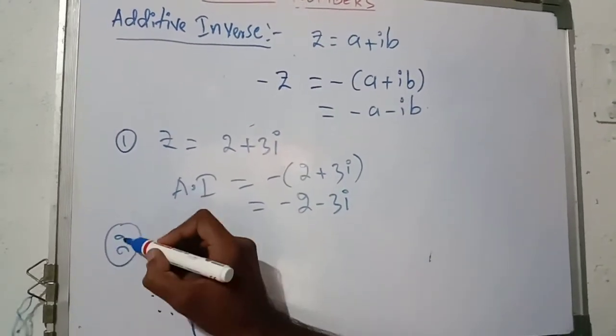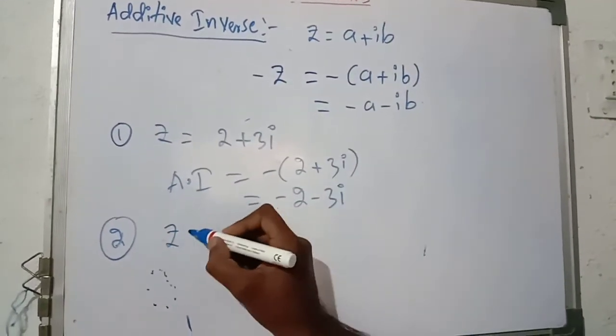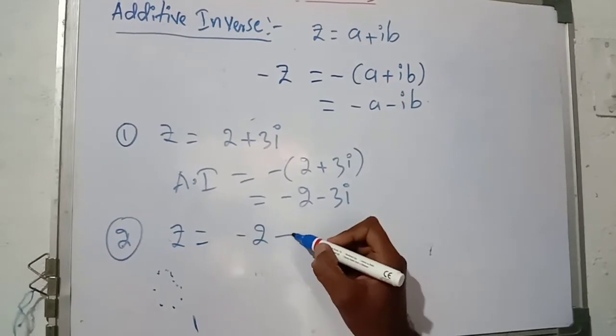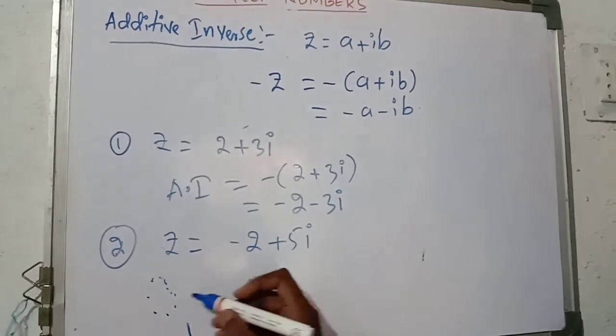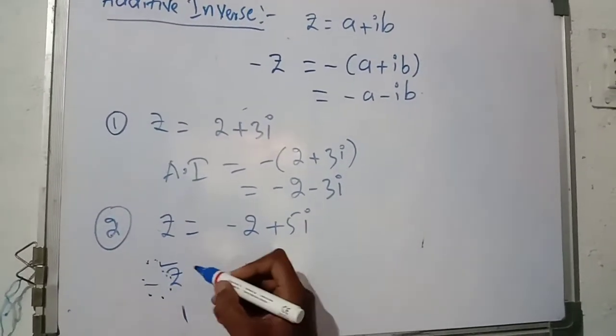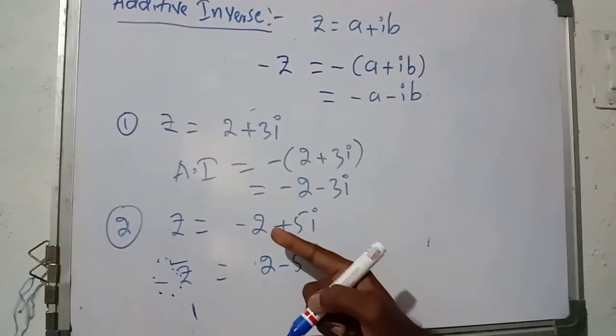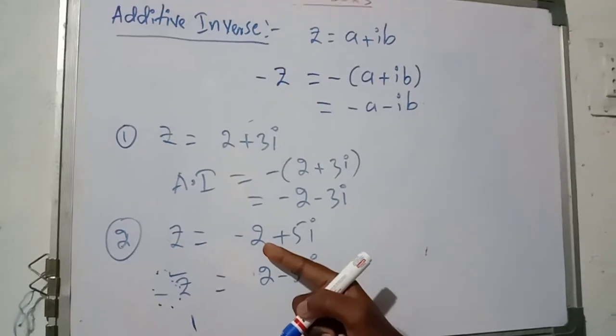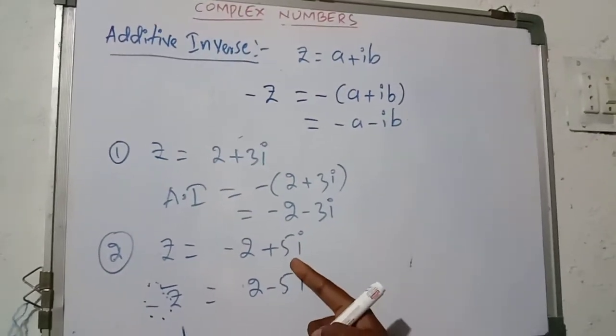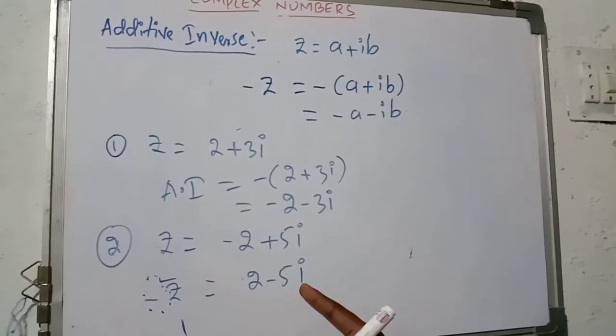Second example, z equals minus 2 plus 5i. So the additive inverse of this complex number is minus z equals 2 minus 5i. So change the signs of both the real part and the imaginary part. So the answer is 2 minus 5i.